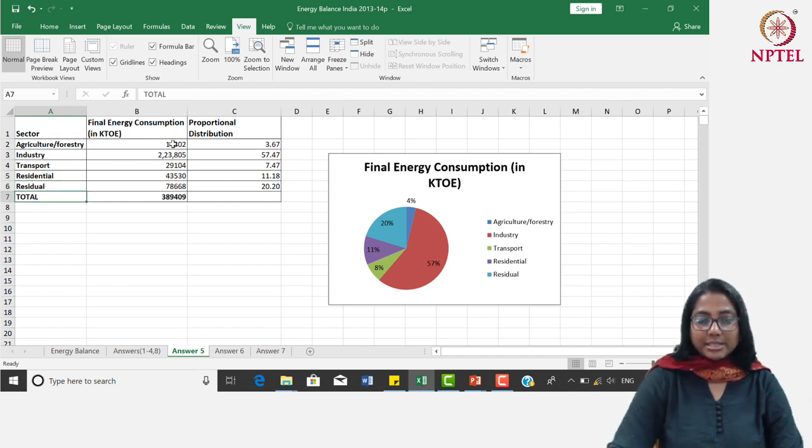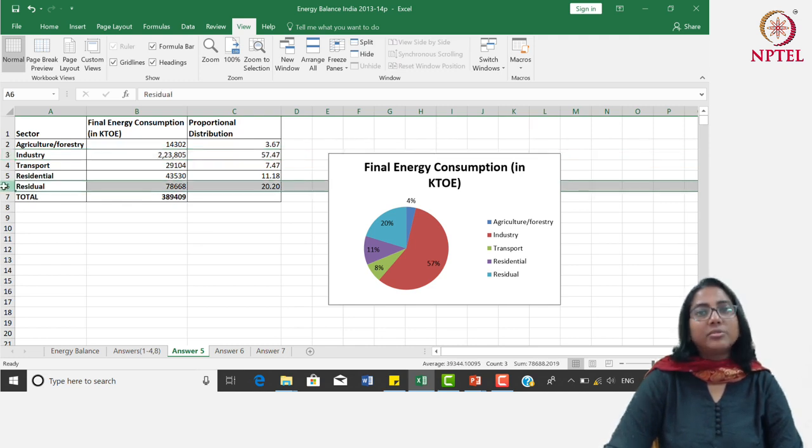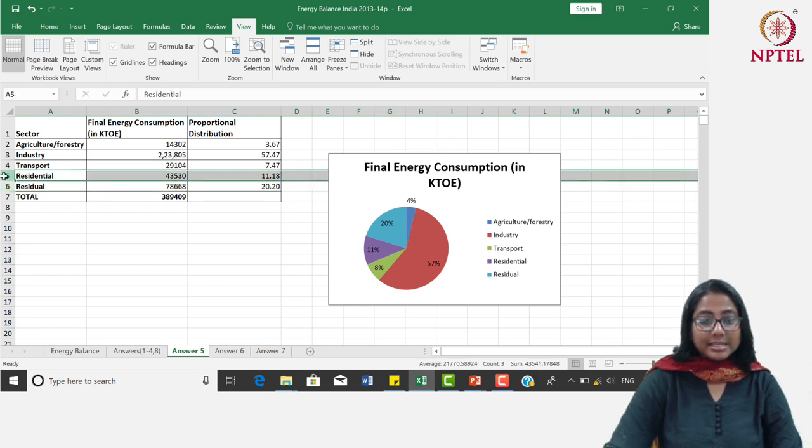And we have expressed each of the sectoral consumption as a percentage. You see, and this is again represented in the form of a pie chart. You see that the highest consumption of energy is by the industry sector. That's the highest demand. The second highest is coming from a residual, which is a composition of various things. The third highest is residential, and then you have transport sector.